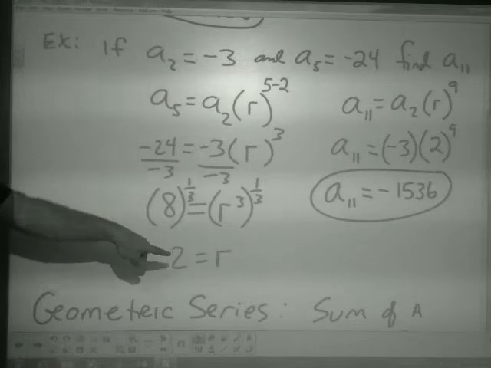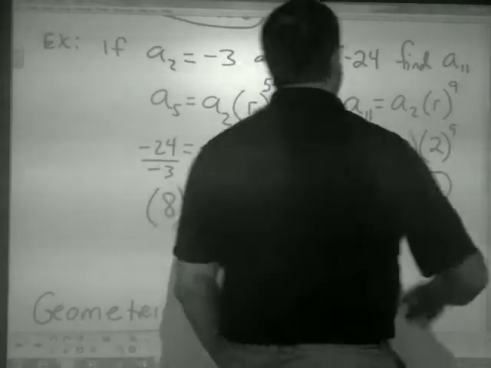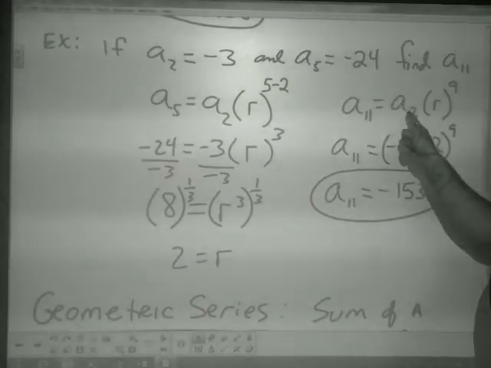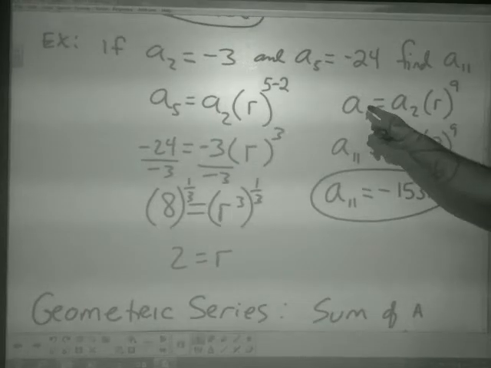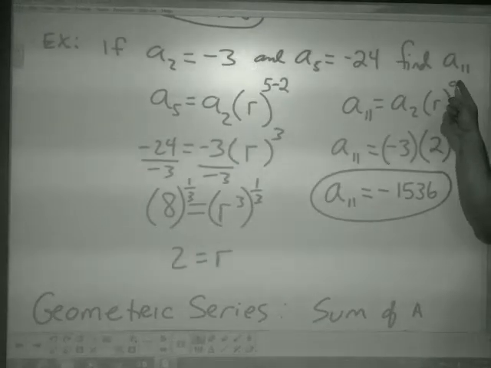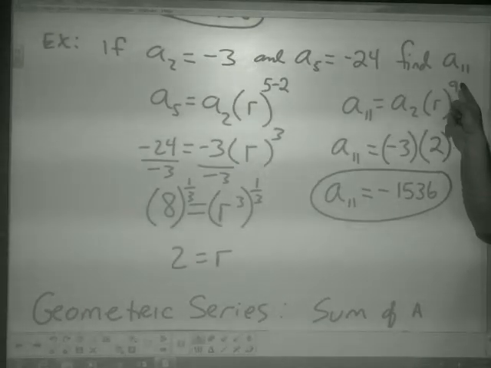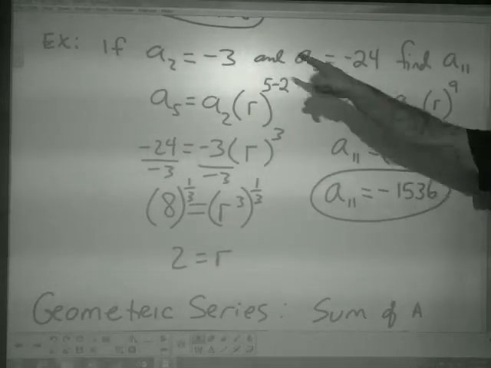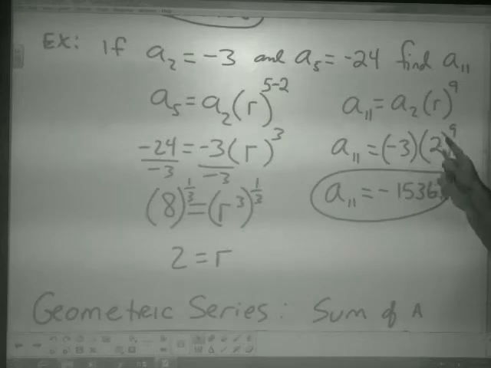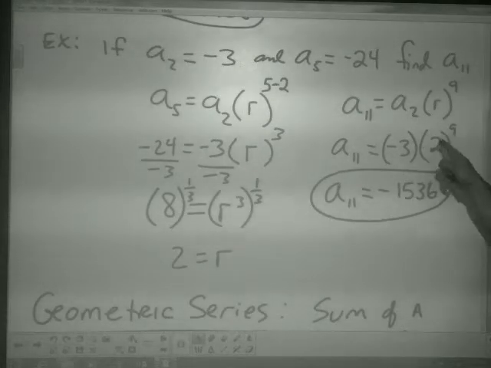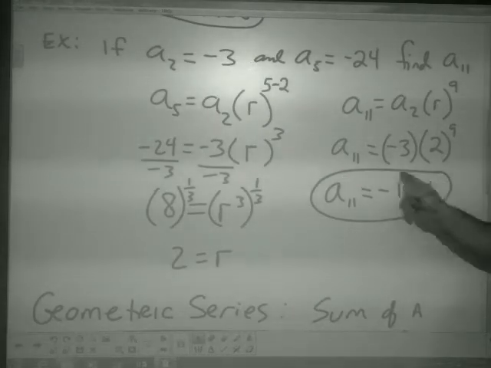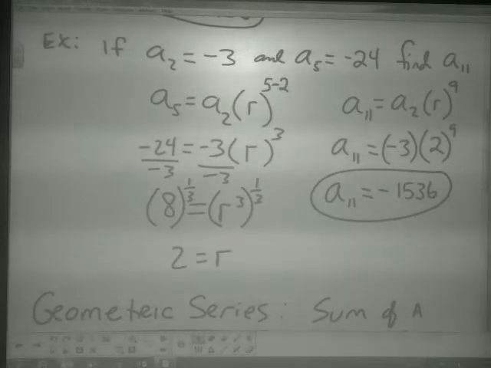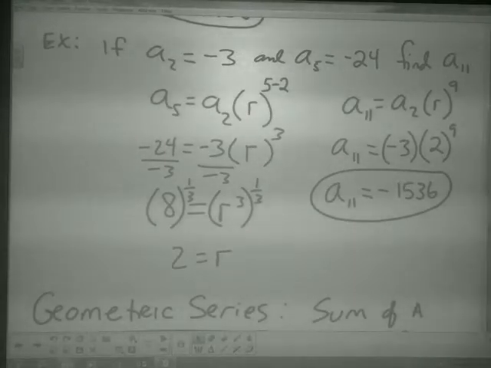Now that I know my ratio is 2, I can go back and say, okay, if I start with the second term and I want to get to the 11th term, I have 9 more, 11 minus 2, 9 more multipliers. My ratio is 2. So my starter, negative 3, times 2 to the 9th power, I get negative 1536. That's probably as tough as they get.